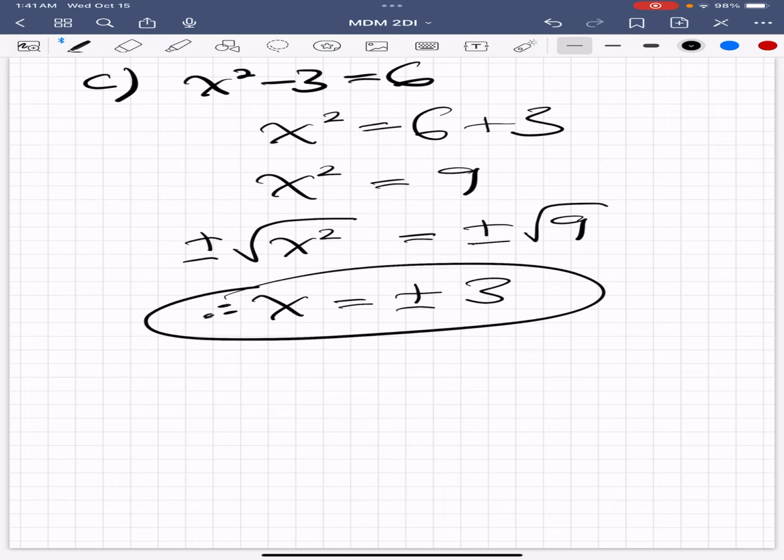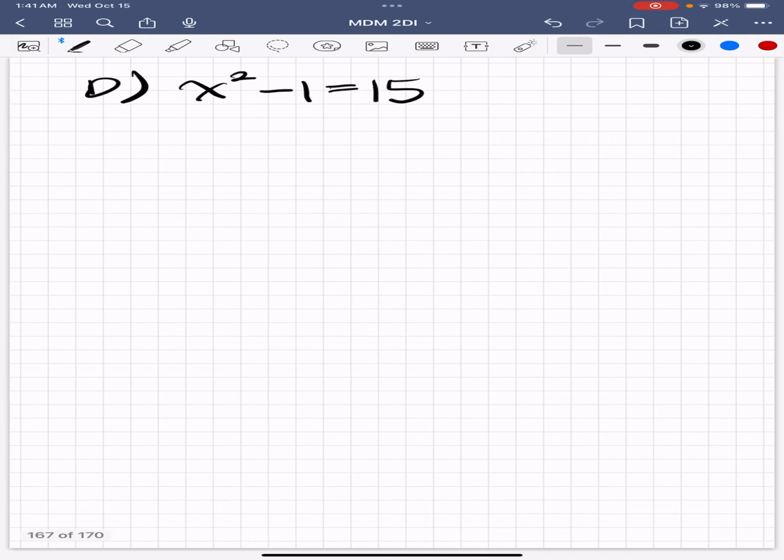Moving on. We have a similar question. On the right hand side we have 15, and on the left hand side we have x squared minus 1. It's the same procedure. We switch this minus 1 over to the right hand side and change its operational sign. We have x squared equals 15 plus 1, so x squared equals 16.